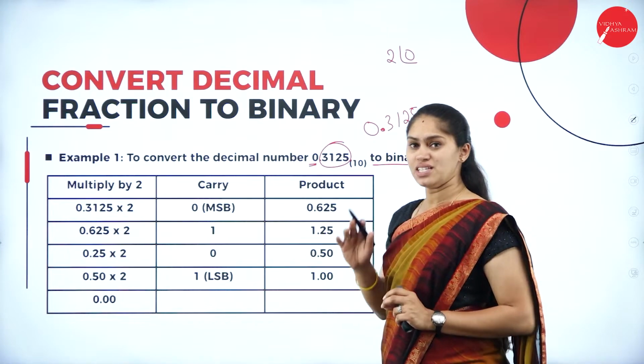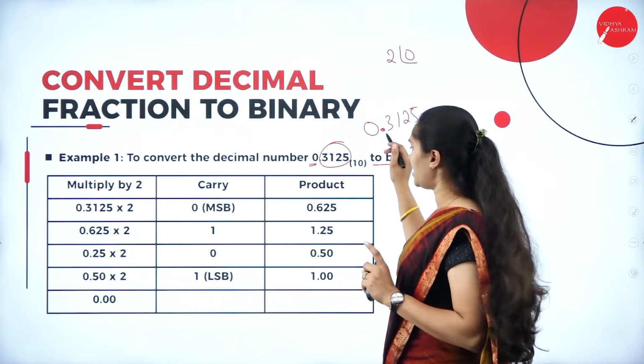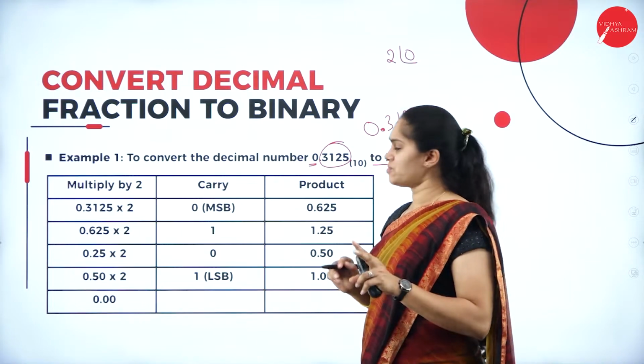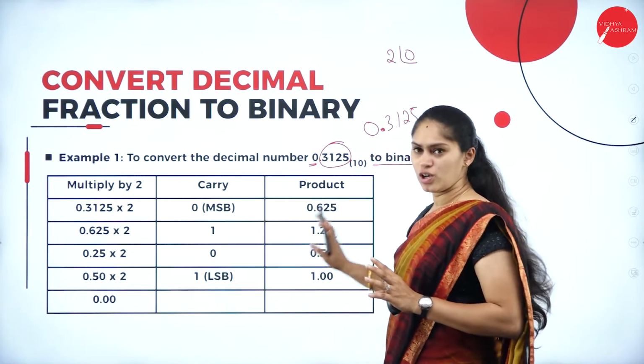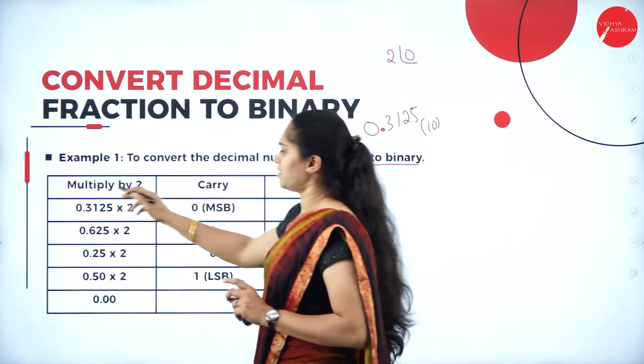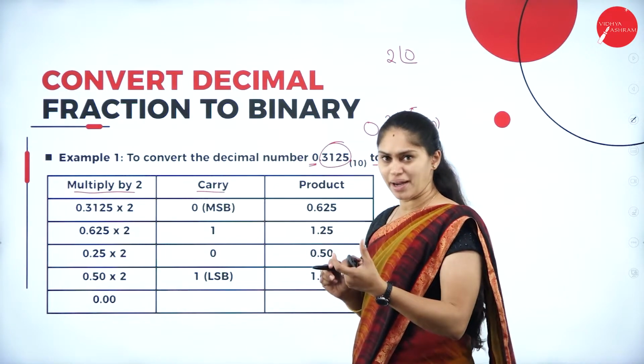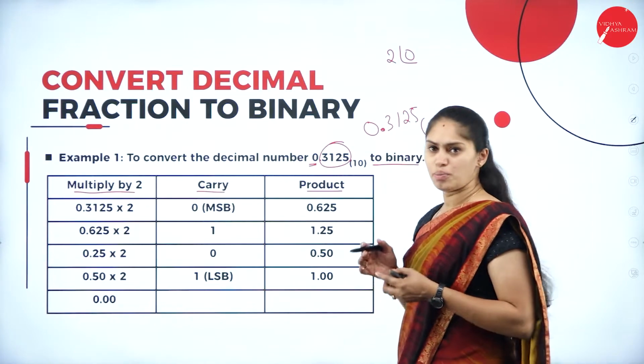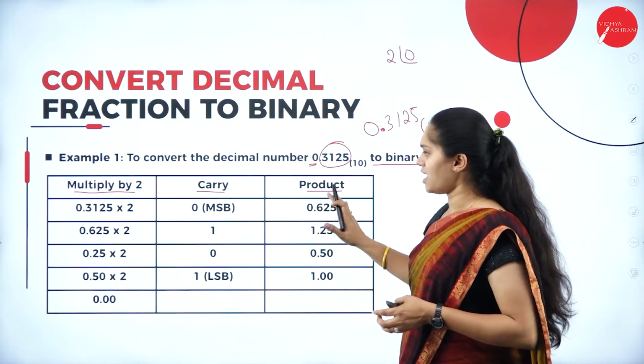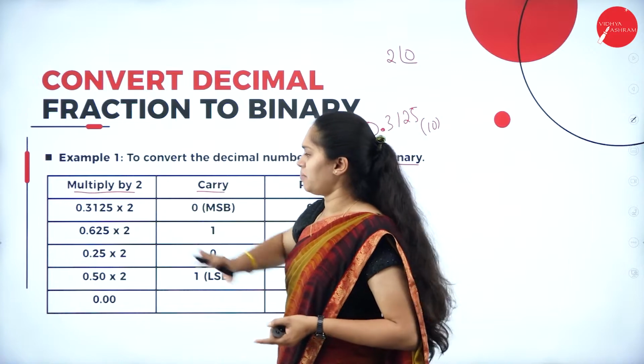The remaining fractional part is what? 0.3125. What is the first step? I need to multiply the given decimal fraction by 2. In order to do that, we have to follow one format here. First take the first column and multiply by 2. Then we have to maintain the carry as well as the product. Keep the product at the last and the carry at the mid, and multiply it by 2.